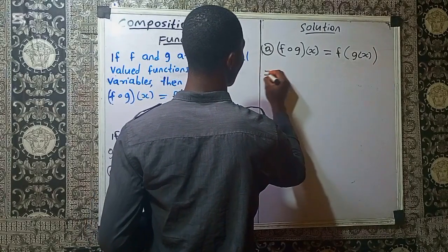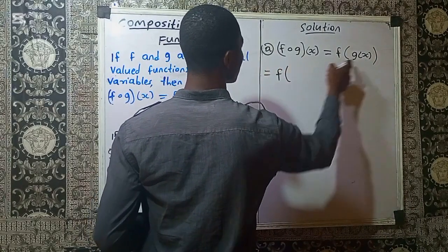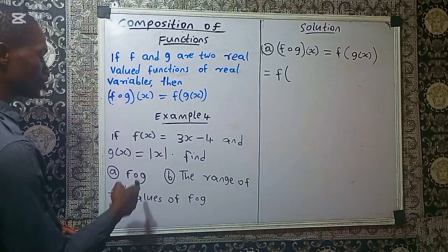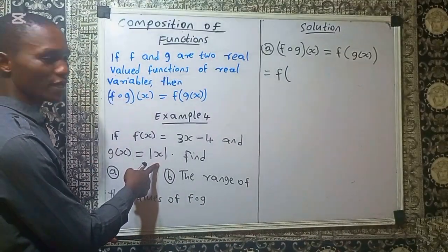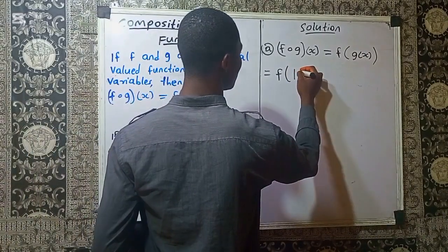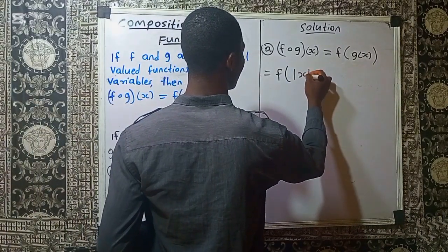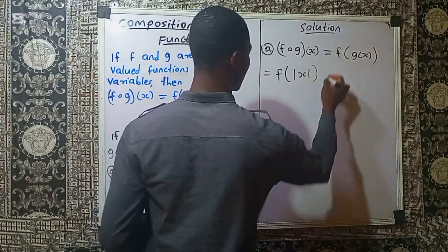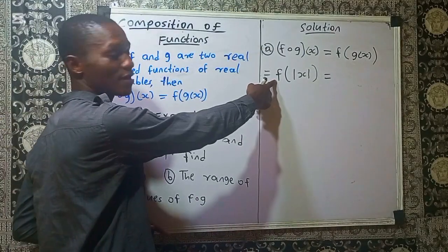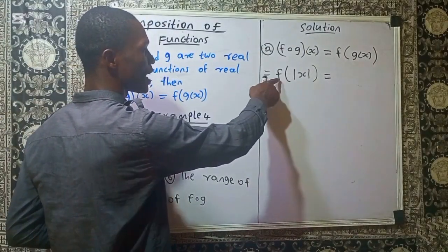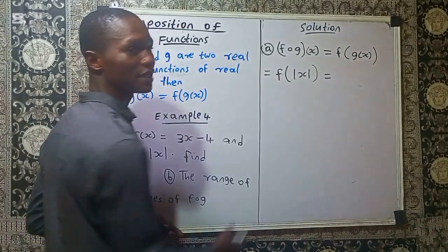So this is equal to f of, so what is g of x? You go and check what g of x is. g of x is the absolute value of x. That's the absolute value function. I'll put absolute value of x, which is the same thing as g of x. So what is inside f is now this absolute value. So I'm having f of absolute value of x.